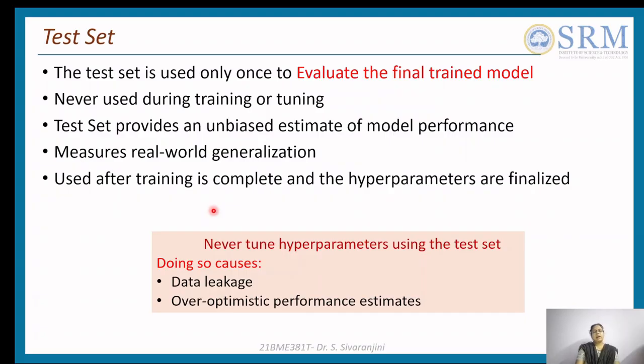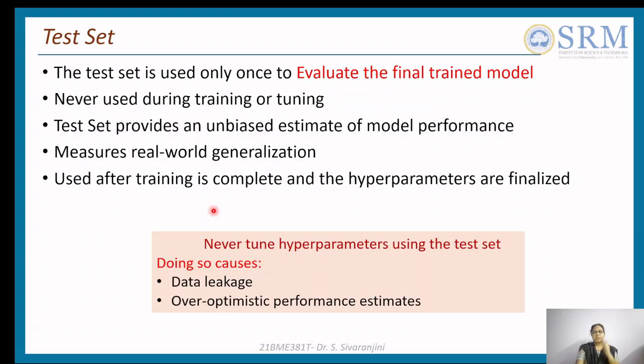Okay, so what happens if we are giving the test set before the hyperparameter tuning? It causes data leakage and over-optimistic performance estimates. Over-optimistic performance estimates will make the system believe that it knows everything. So that should not be done.